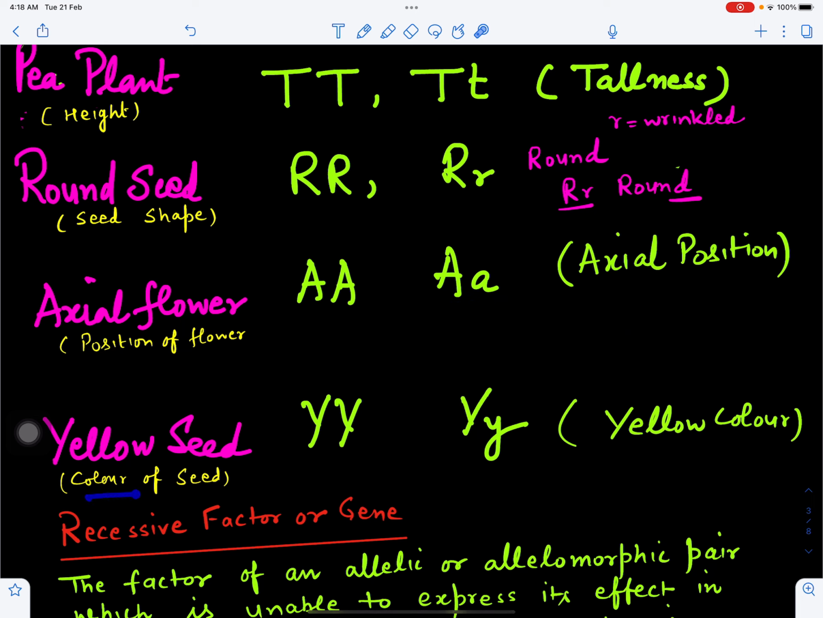Now if you see the color of the seed, yellow color is dominant. Capital Y will control the yellow color. This may be present in the homozygous dominant or heterozygous state, and small y is for green color. So this is a recessive gene. Here small a is for terminal position. So this is also a recessive gene.